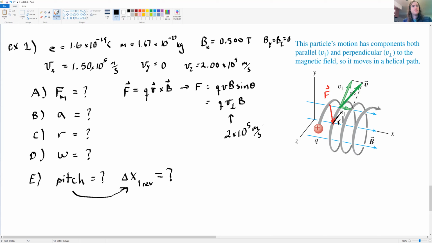Does that make sense? Yes, and then we're going to use the B in the x direction because that's perpendicular to that Vz, correct? B is in the x direction, so you want to use the Vz. Yeah, don't use Vx for this part. Vx will be relevant for the last part, and only the last part.